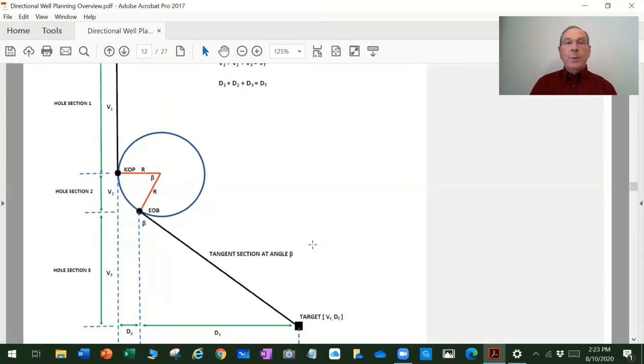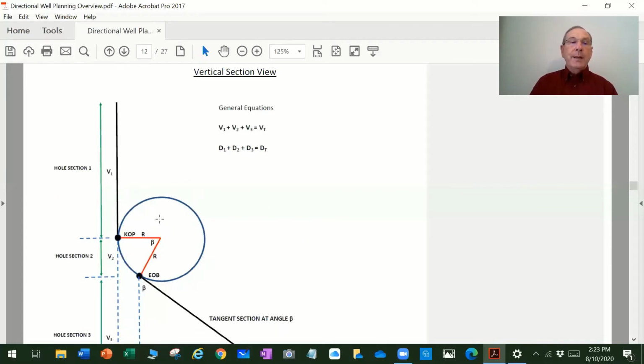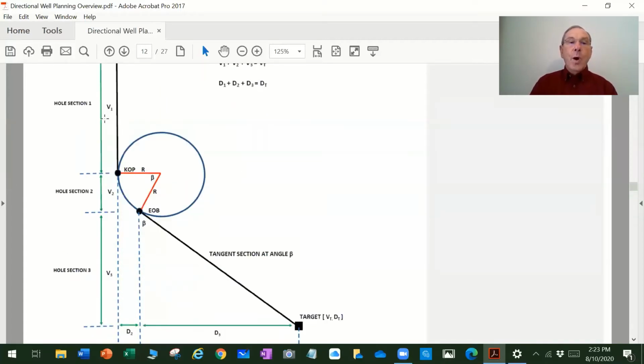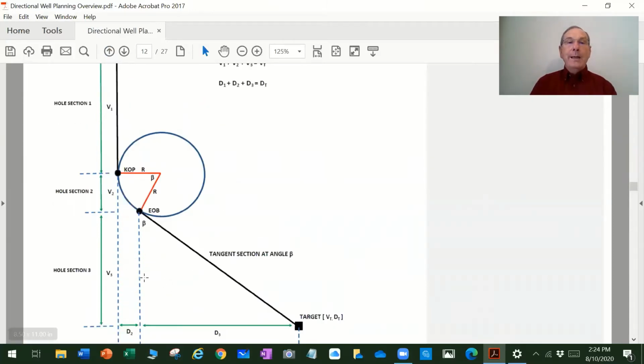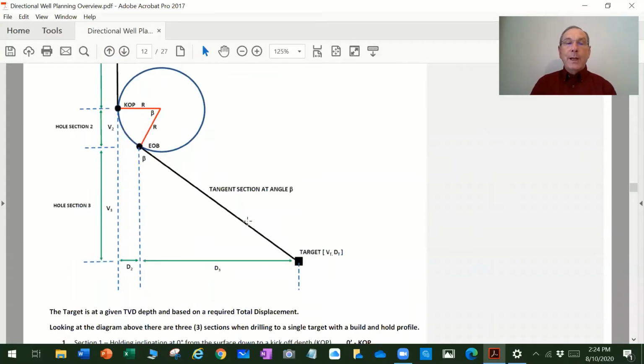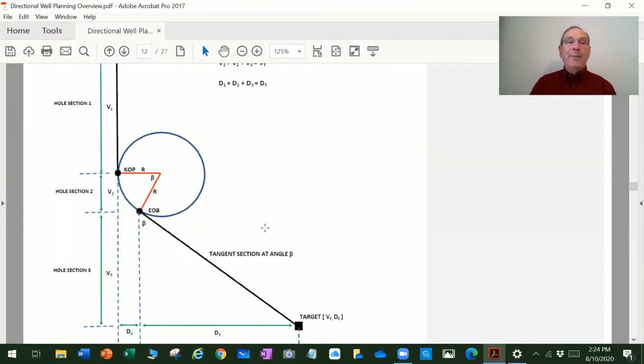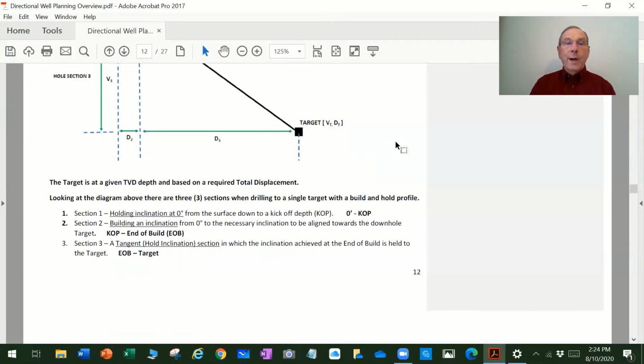Likewise, we can write the expressions for the displacement. The displacement of section 1 while you're holding angle of 0, which may not be exactly 0 degrees but is going to be close to 0 degrees, plus the displacement that you get while you're building angle, plus the displacement that you get while you're holding angle, has to equal the target displacement and vertical depth. These are algebra relationships that you really have to know.